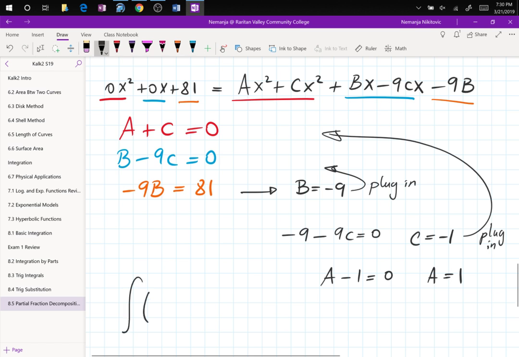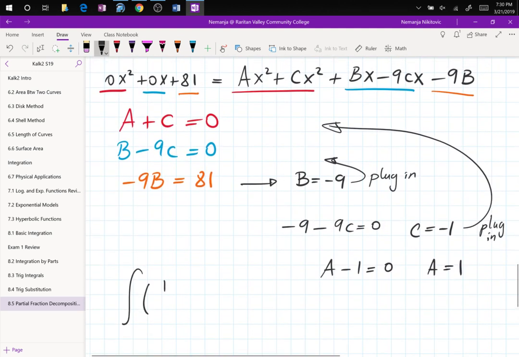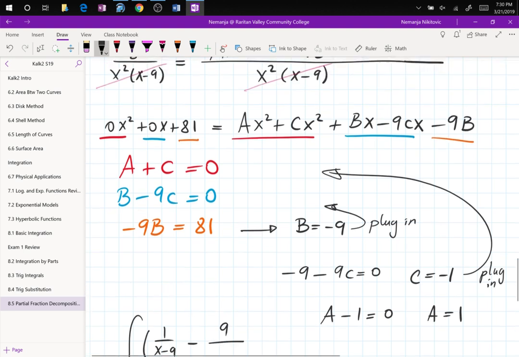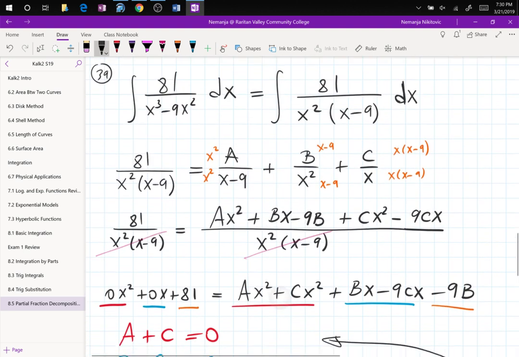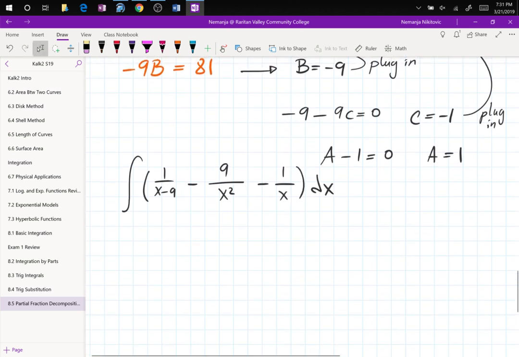So now we have our integral of a is 1. So what is my a? 1 over x minus 9. B is negative 9, so minus 9 over what? X squared. And then C is negative 1, so minus 1 over x dx. Great, we're done. We'll just integrate each one of these.